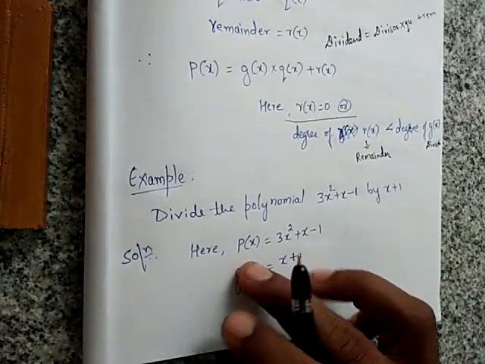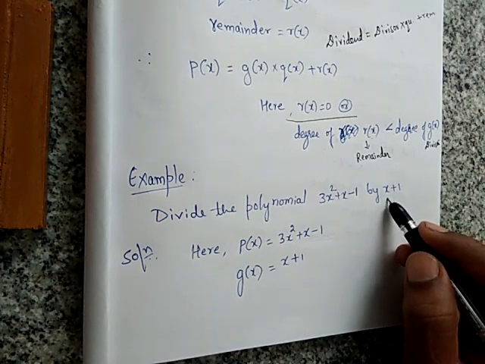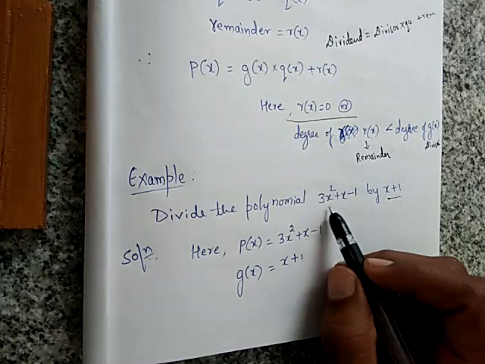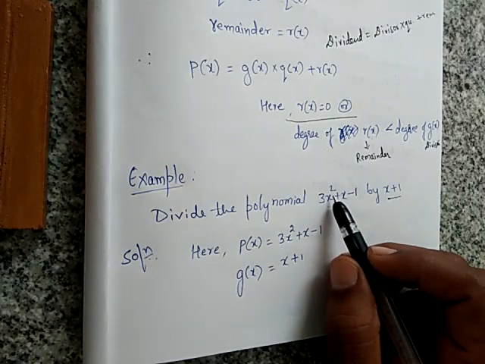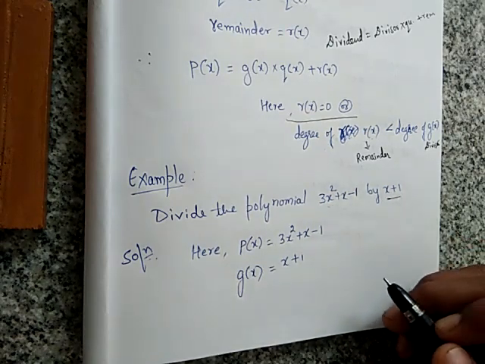Now divide the polynomial 3x square plus x minus 1 by x plus 1. This is the linear polynomial, this is the quadratic polynomial. So for the given polynomial p of x, a degree greater than or equal to 1 is there, here it is 2, which is greater than 1, no problem. Here always a linear polynomial will be there.